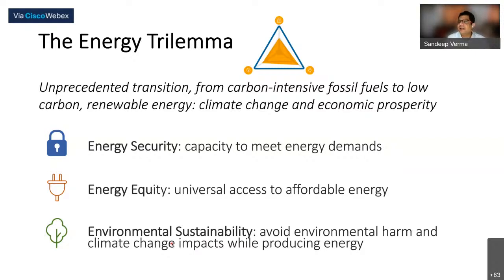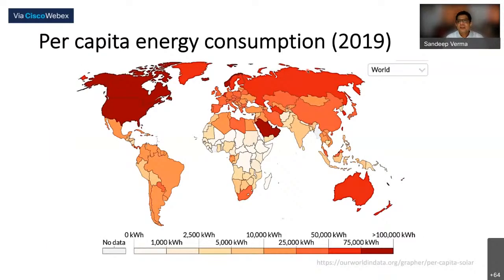That forms the third vertex, and that forms the energy trilemma that you see here, where we are moving in an unprecedented transition from carbon intensive fossil fuels all the way to the other end of the spectrum, where we would like to rely on low carbon energy sources, where we can mitigate climate change, and yet by doing so make sure that economic prosperity remains viable. If you look at the per capita energy consumption, that shows you where we are at the moment.